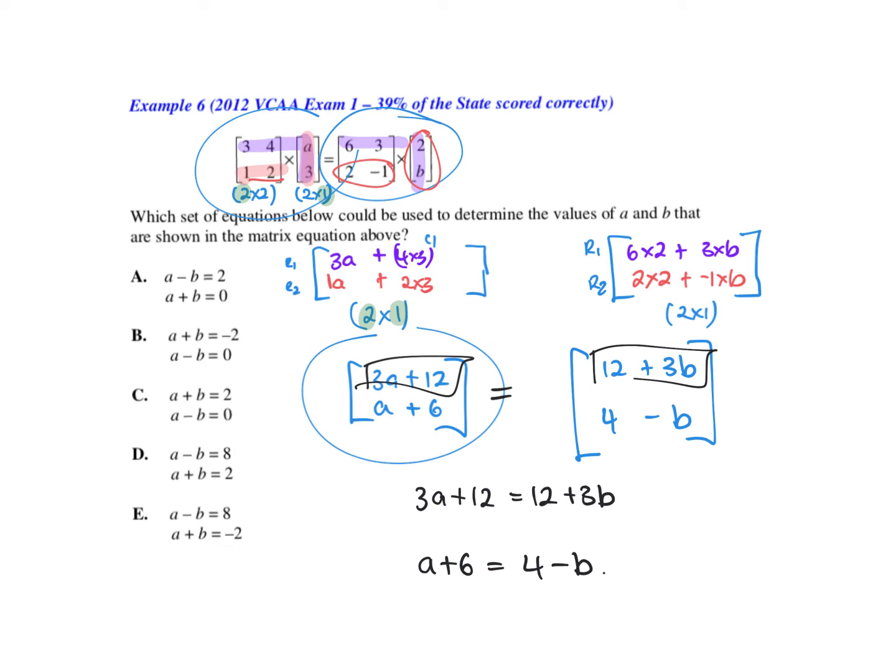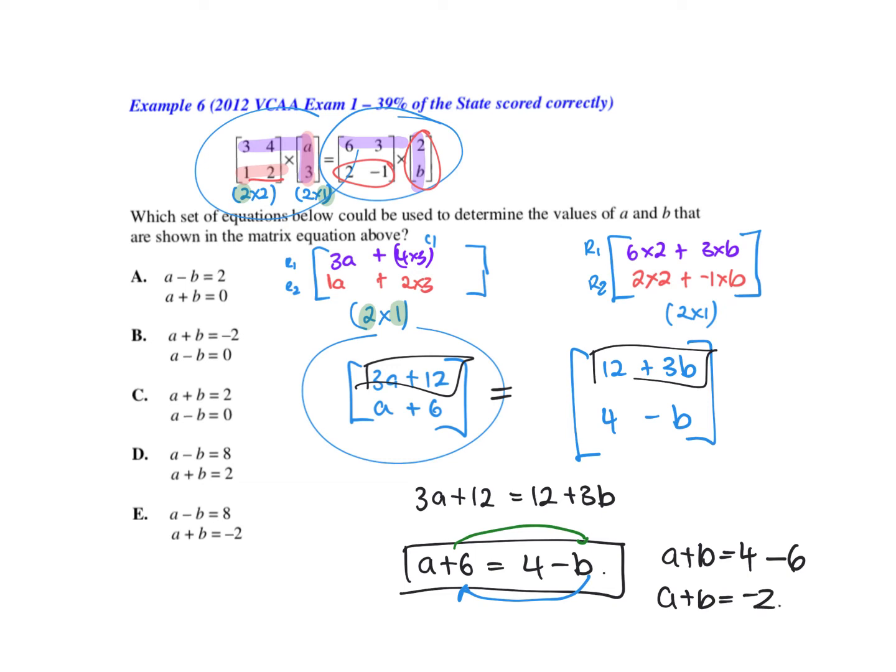So if I rearrange this one and put the b on the other side, we would have a plus b equals, and I'm going to move this 6 to the other side. For some of the general kids who haven't done as much algebra, you get a plus b equals -2. Is that an option in any of them? Yes, it's here: a plus b equals -2. No other one has it. Then we've got a minus b equals 0.